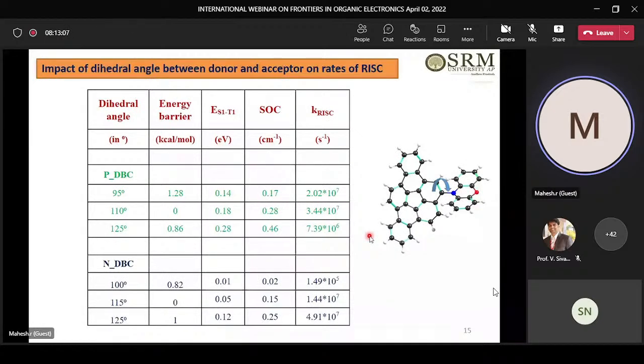So I have considered two systems here, again phenazine and phenoxazine based molecules. When we twist the angle between the donor and pi bridge around 15 degrees, it crosses around 1 kilocalorie of energy barrier. But as you can see, in the case of phenazine, there is not much change in the rates of reverse intersystem crossing. But in the case of nitrogen based donor, we almost lose twofold the rate.